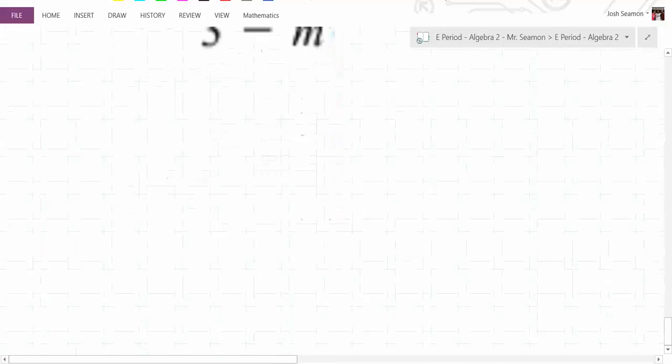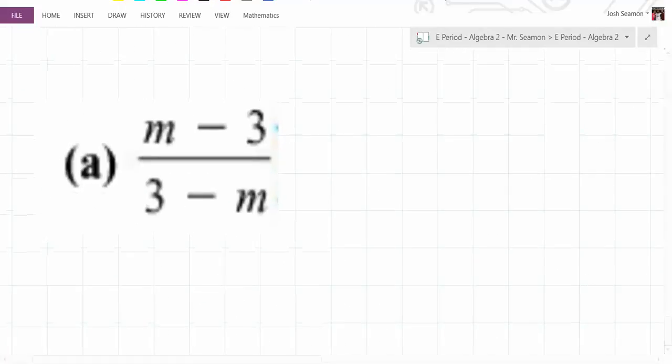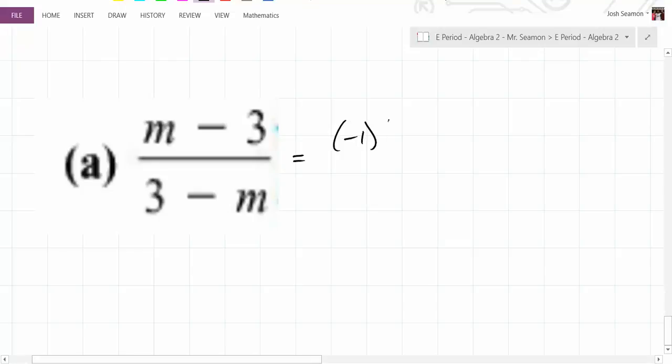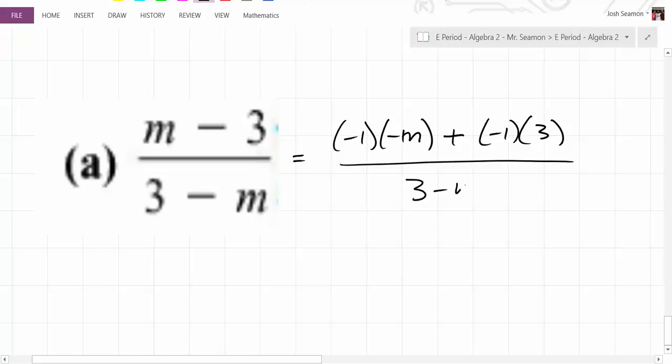So let's examine this for a second. This is equal to, what's another way to write m? Negative 1 times negative m. What happens when you multiply negative 1 times negative m? What do you get? Plus. Negative 1 times 3. Have I changed anything about the numerator? No, I haven't. And let's just keep the bottom the same.